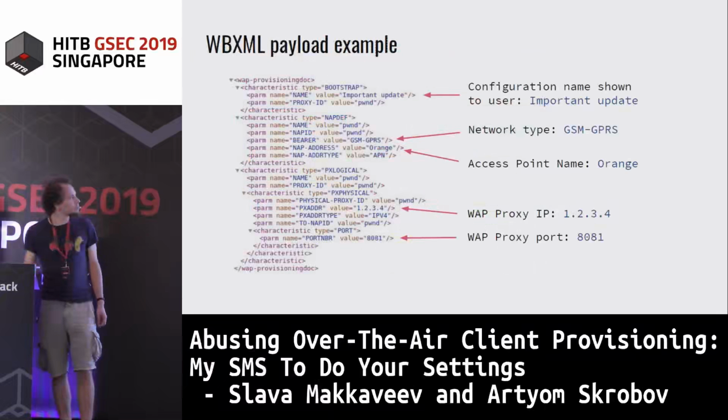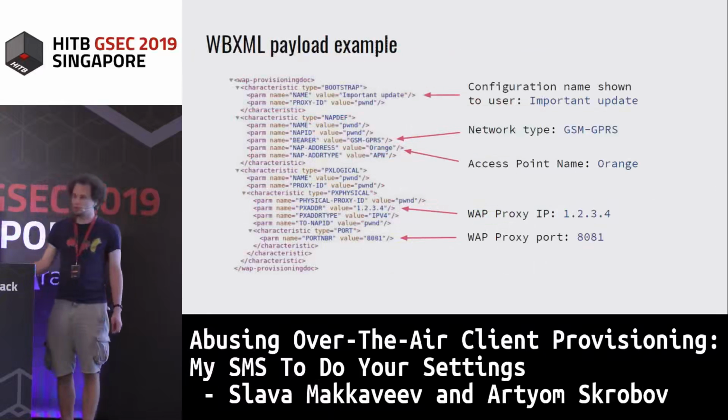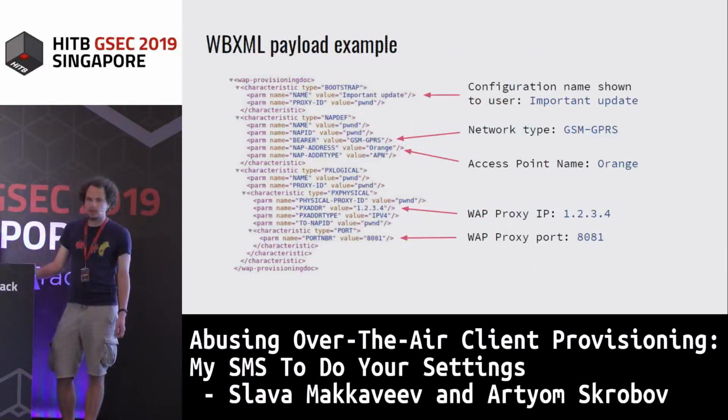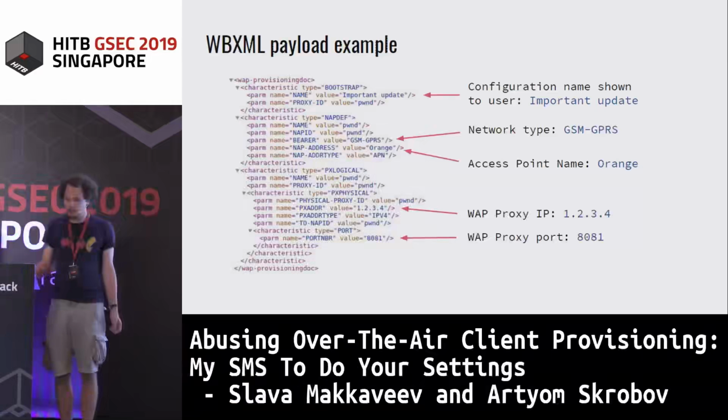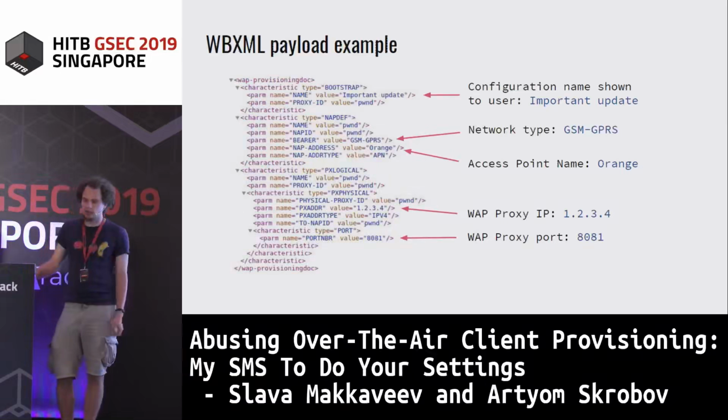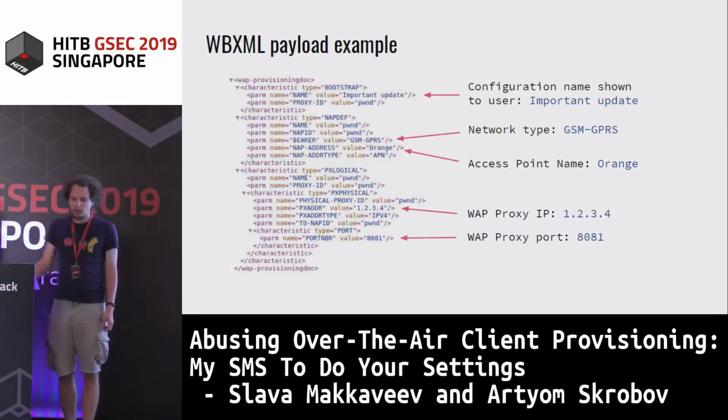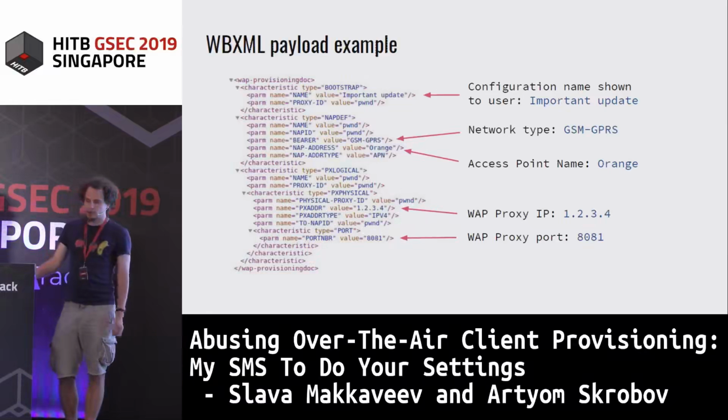So this is an example of what a client provisioning document could look like in source text format. It has all the settings highlighted on this slide. That's the display name, access point name, that's what the receiving user would see. Also the network type that the settings apply to, and the WAP proxy details. That's where all his mobile traffic is going to be routed through.